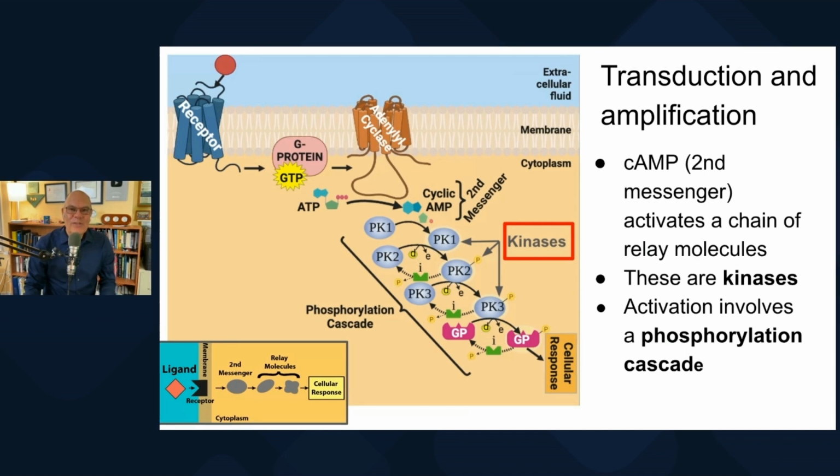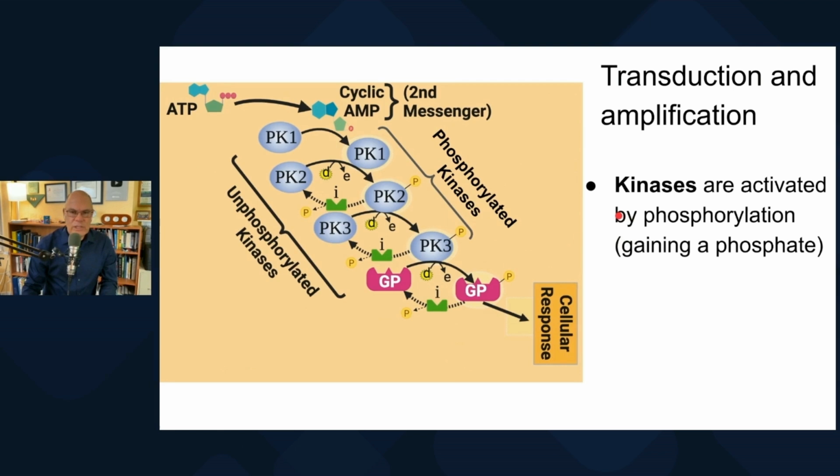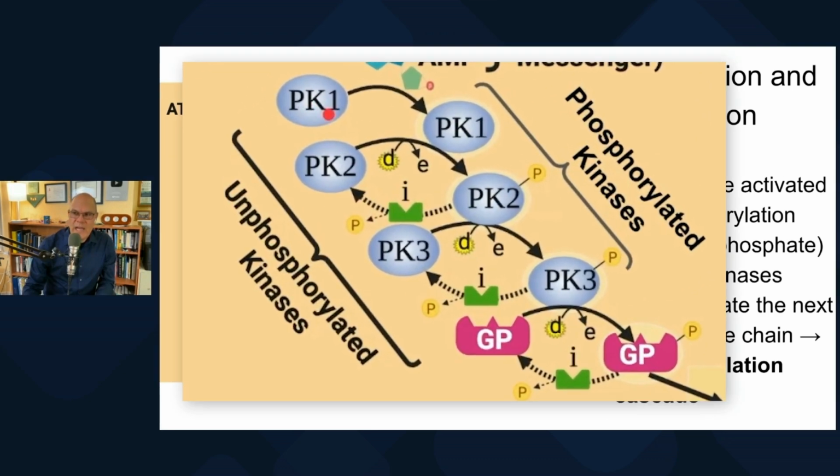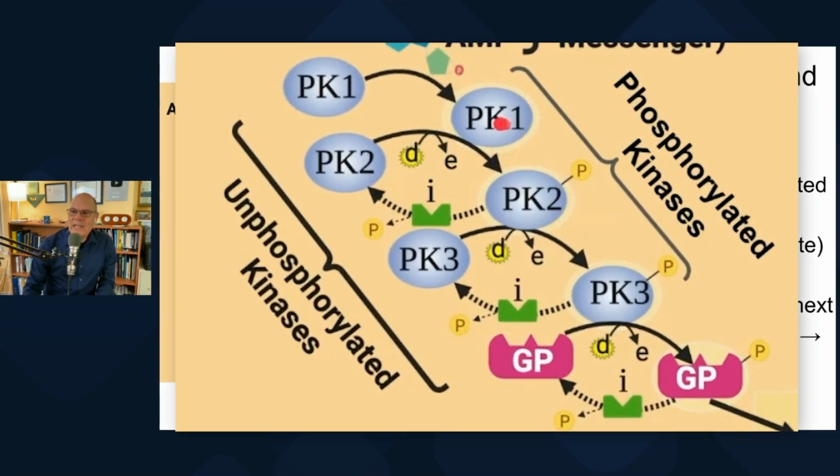That activation involves something called a phosphorylation cascade. A phosphorylation cascade involves adding phosphates, adding phosphates, adding phosphates. How does that work? Kinases are relay molecules, and they're proteins that are activated when they're phosphorylated. So on the left side, we have unphosphorylated kinases. And what we see over here is that because of the presence of cyclic AMP, this kinase over here becomes an activated kinase over here. And once it's activated, it'll activate the next kinase in the chain.